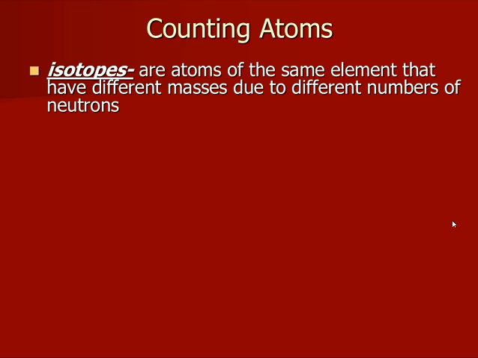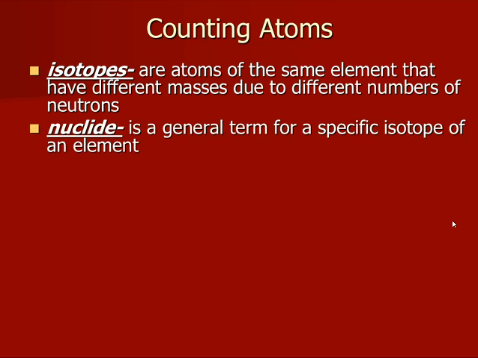We also have isotopes. Isotopes is the definition we need to have under our belt. Isotopes are atoms of the same element, therefore have the same number of protons, but they have different masses because they have different numbers of neutrons. A nuclide is a general term for a specific isotope of an element. If you're referring to specific isotopes, you might hear that term used.